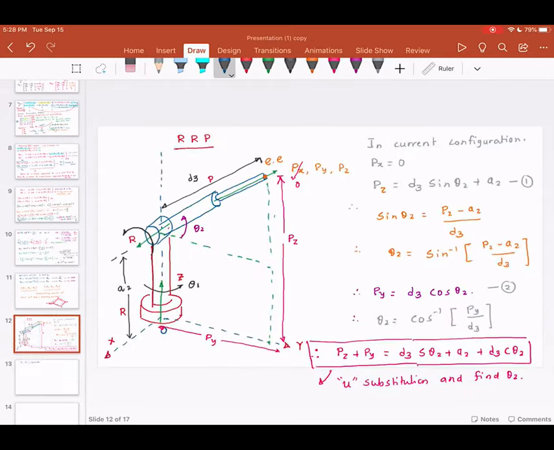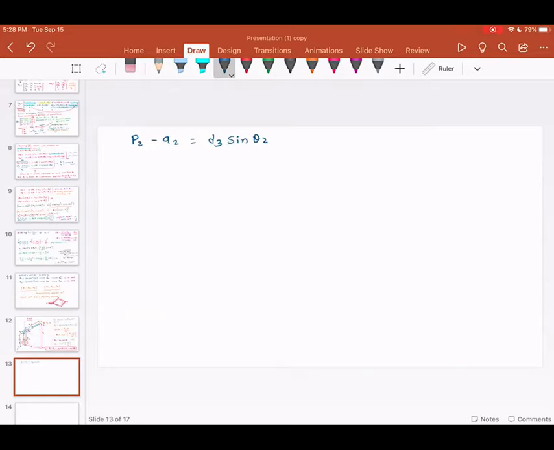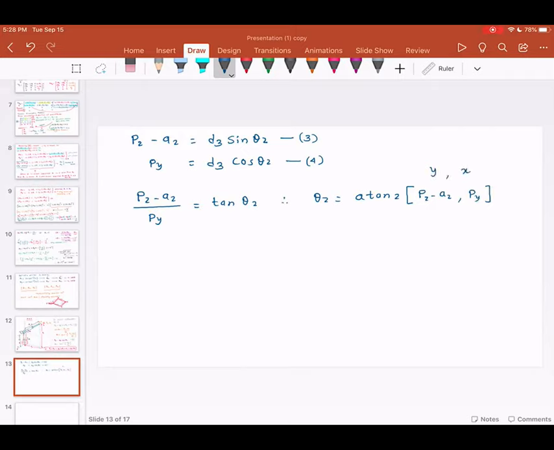And I take py is equal to d3 cosine theta 2. Then I'm going to call this equation 3. I'm going to call this equation 4. Divide 3 by 4. Pz minus a2 divided by py is equal to tan of theta 2. So theta 2 is equal to atan2 of Pz minus a2 comma py. This is atan2 of y comma x.